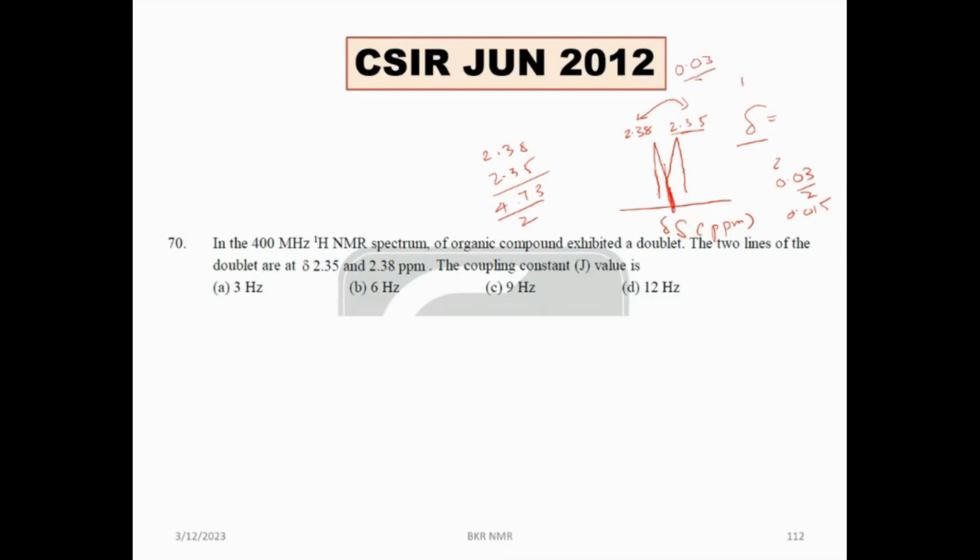So 0.03 divided by 2 எவ்வளவு வரும்? 0.015. So நான் என்ன பண்ணேன்? 2.35 ஓட 0.015 மல்டிப்ளை பண்ணி ஆட் பண்ணிடுவேன். So என்ன வரும்? 2.365. So what is the center point? So what is the chemical shift? 2.365. Do you get the point? This is chemical shift. புரியுதாப்பா எல்லாருக்கும்?